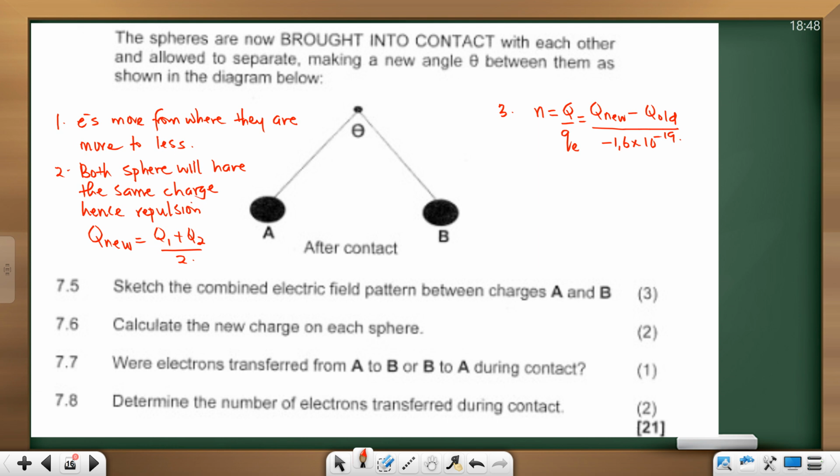And if you get a negative, negative N simply means electrons are lost. If you get a positive number of electrons, it means electrons are gained.